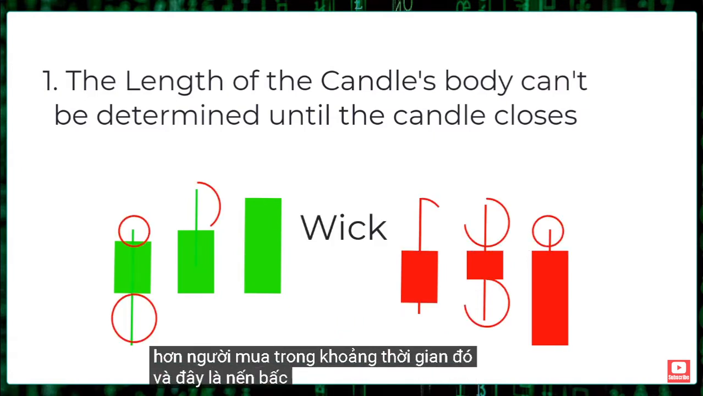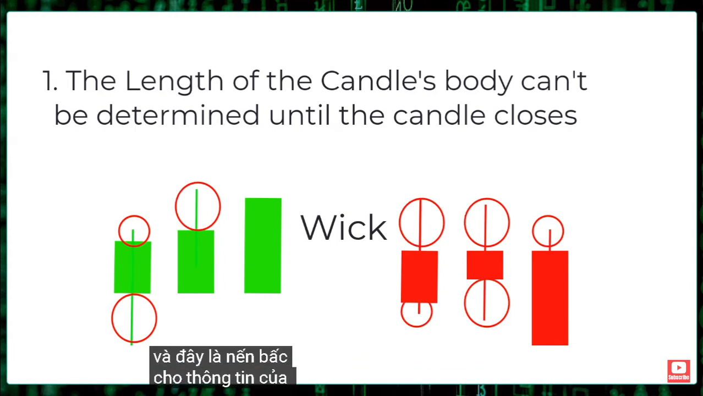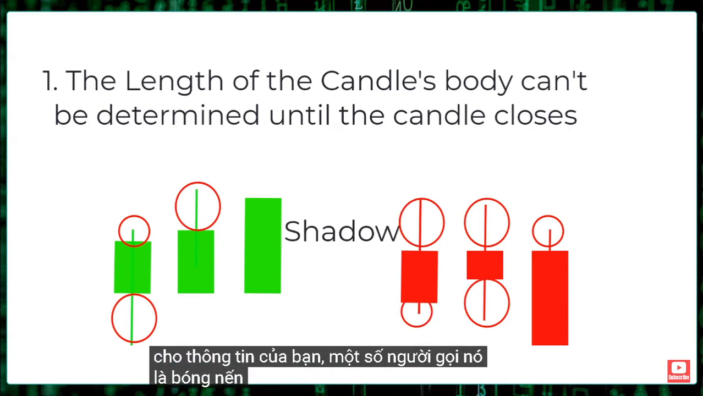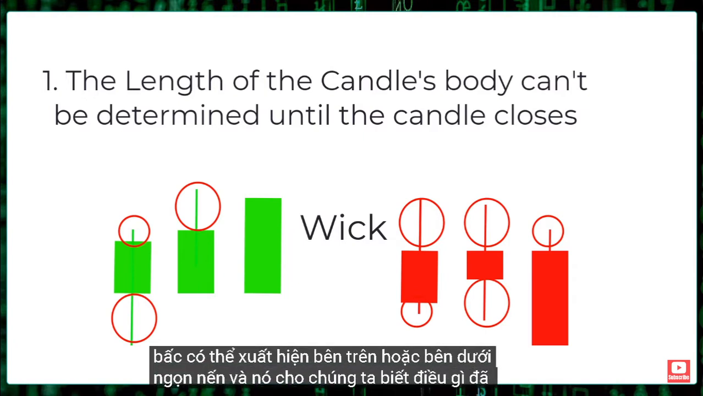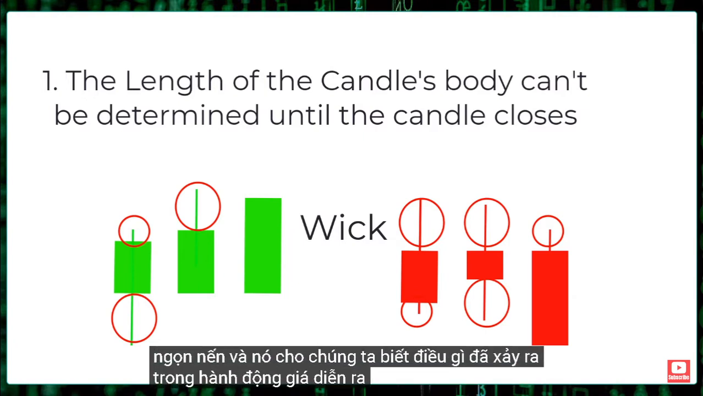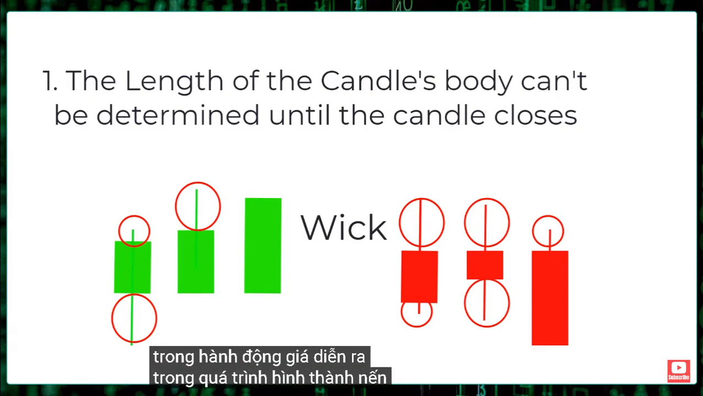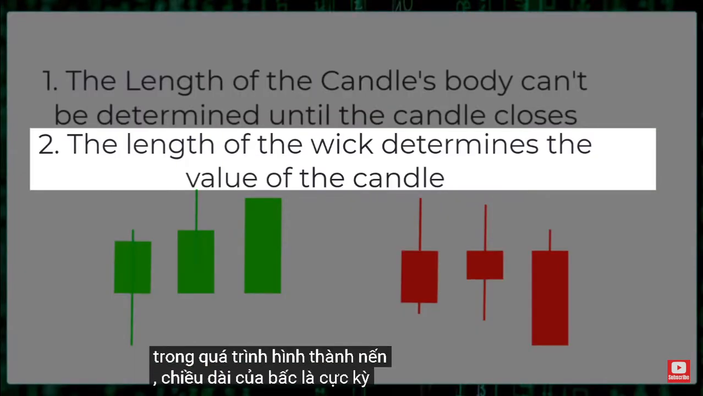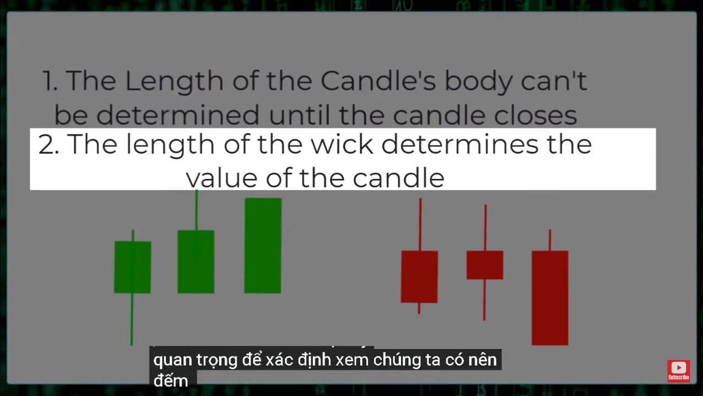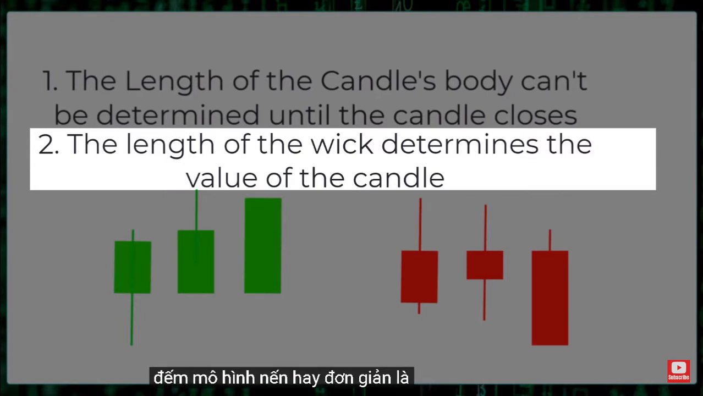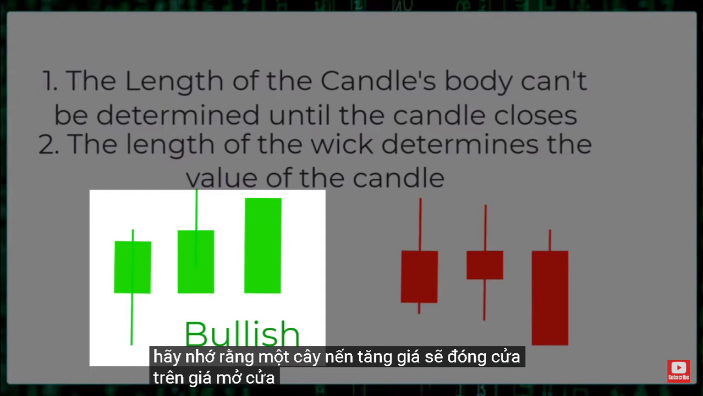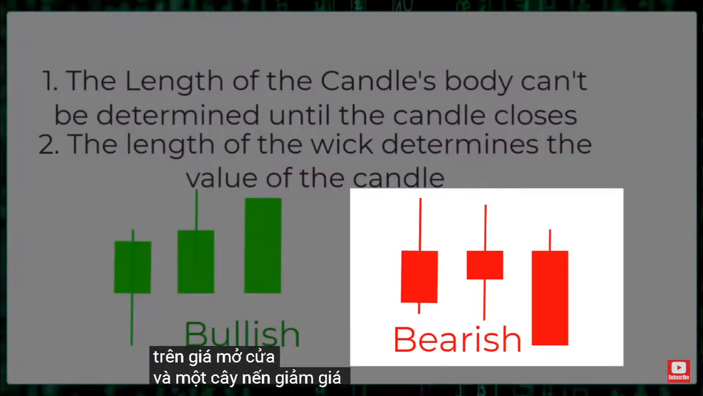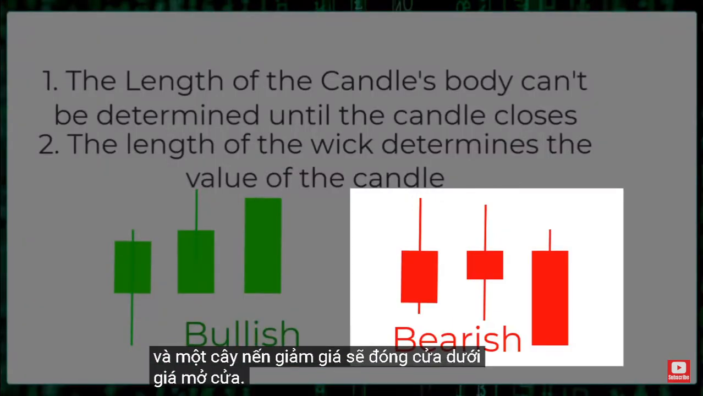And this is the candle's wick. For your information, some people call it the candle's shadow. The wick can appear above or below the candle, and it tells us what happened during the price action, which took place during the formation of the candle. The length of the wick is extremely important to determine if we should count the candlestick pattern or simply ignore it. More on that later. Remember, a bullish candle will close above the opening price, and a bearish candle will close below the opening price.